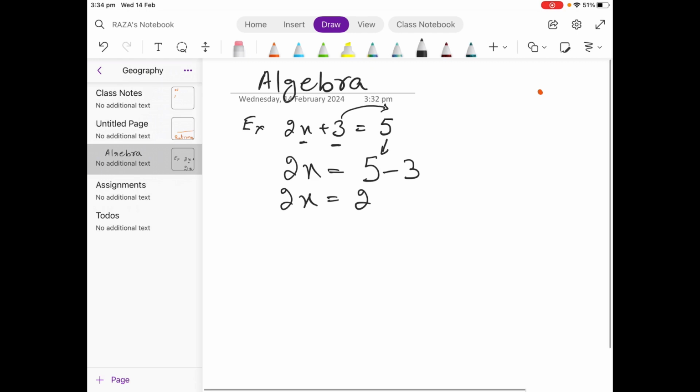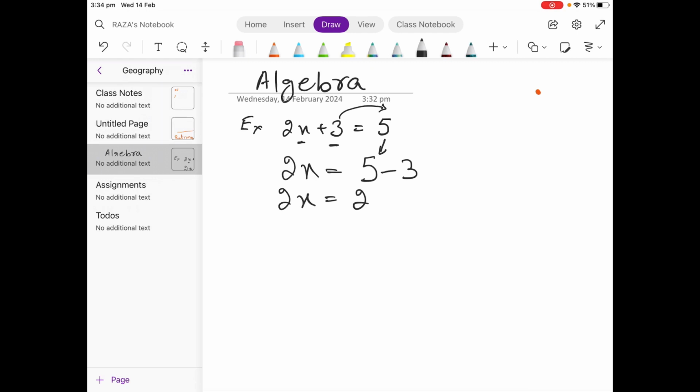Now we want to separate x. So we want to make x the subject. We want to get rid of this 2. So we have to divide both sides by 2 because this is multiplied. When you divide, it will cancel, and the other side will cancel as well. So 2 ones are 2, 2 ones are 2, so x equals 1. So this is x is equal to 1.